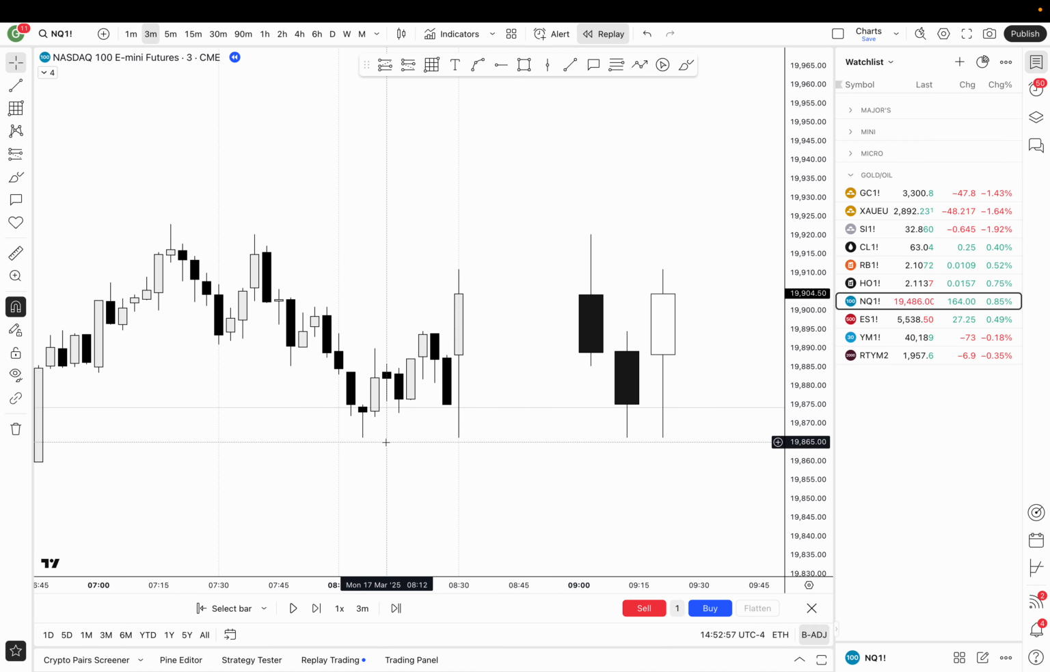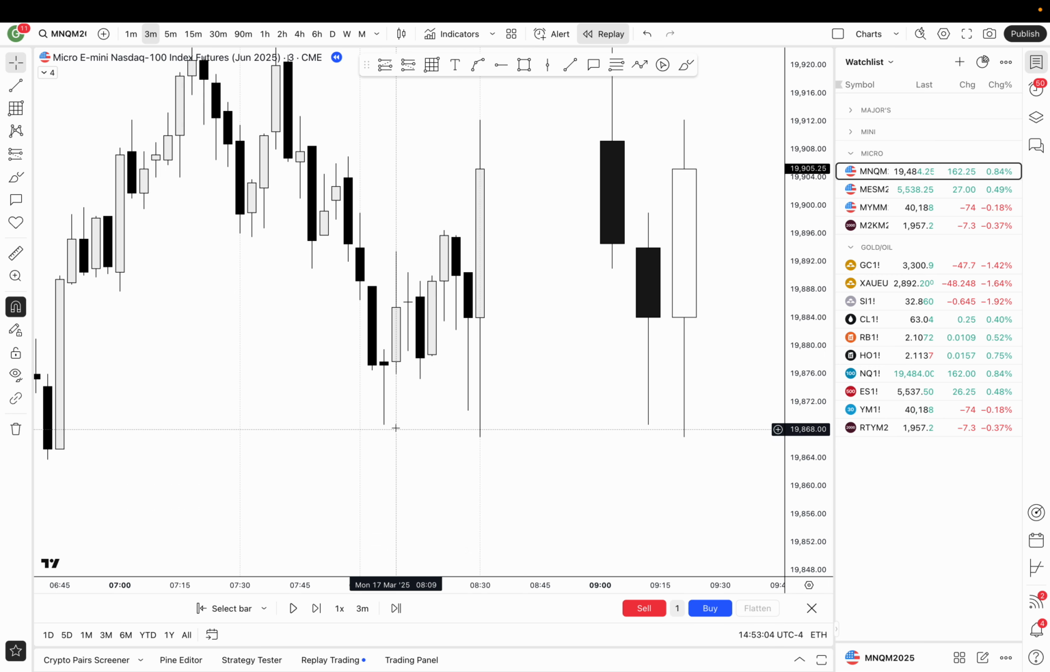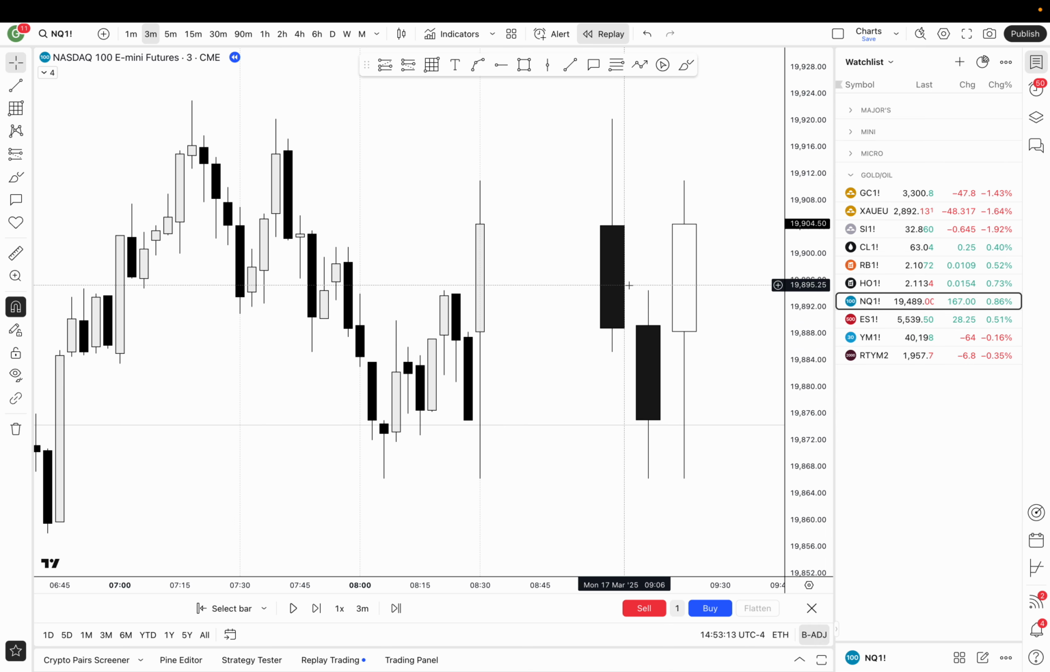Right? It sweeps out this low. Now on this feed, it's equal lows, but if you go on like micros, I'm pretty sure it's a sweep. Yeah, clear sweep. Right? So that's another way. If you ever see equal lows, just go on like micros or something, or another feed. If it's sweeping, you're generally good to go.